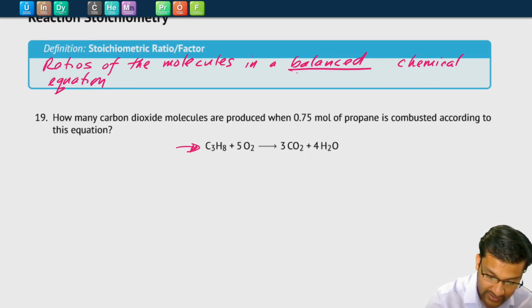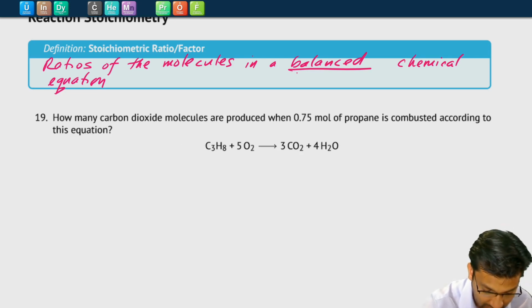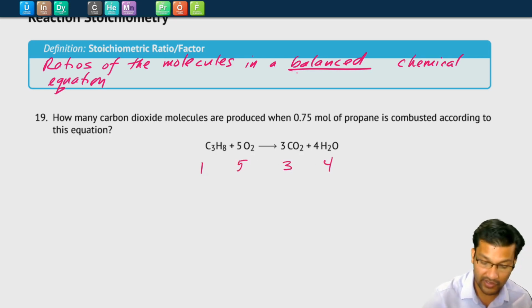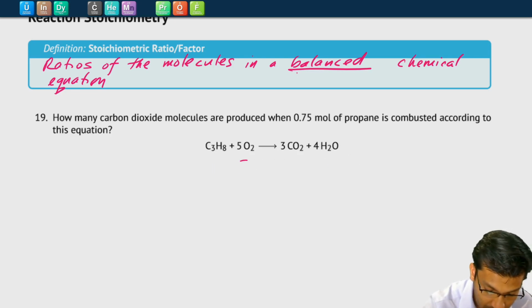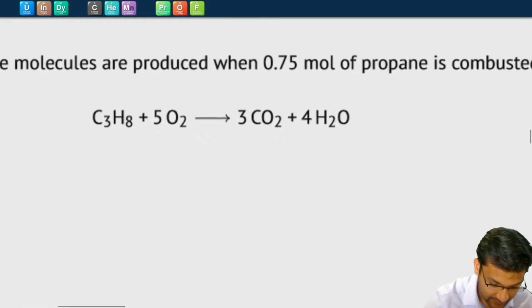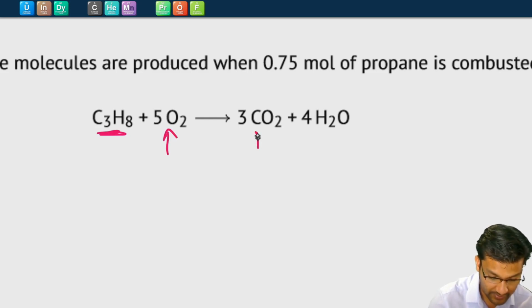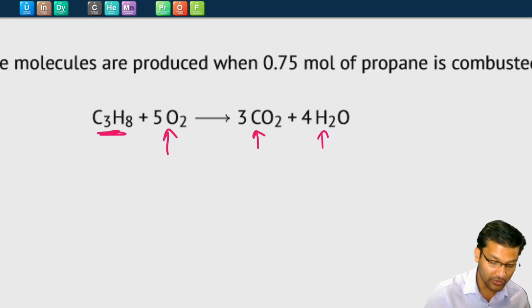In here, we see that for every one molecule of propane, it will react with 5 molecules of oxygen to produce 3 molecules of carbon dioxide and 4 molecules of water. Those numbers, so 1 for the propane, 5 for the oxygen, 3 for the carbon dioxide, and 4 for the water, those are the stoichiometric factors. So if you knew the number of moles of any one of these, for example propane, you can easily find the number of moles of oxygen or carbon dioxide or water using the ratios.